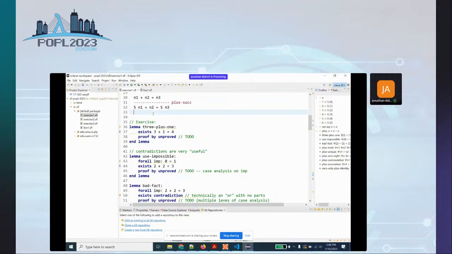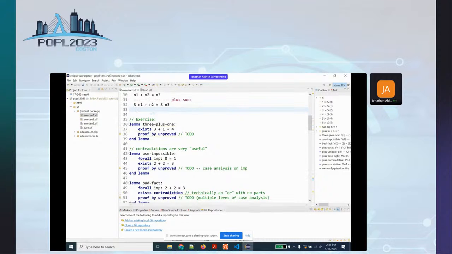I would like to have this thing not quite so, can I add a space?